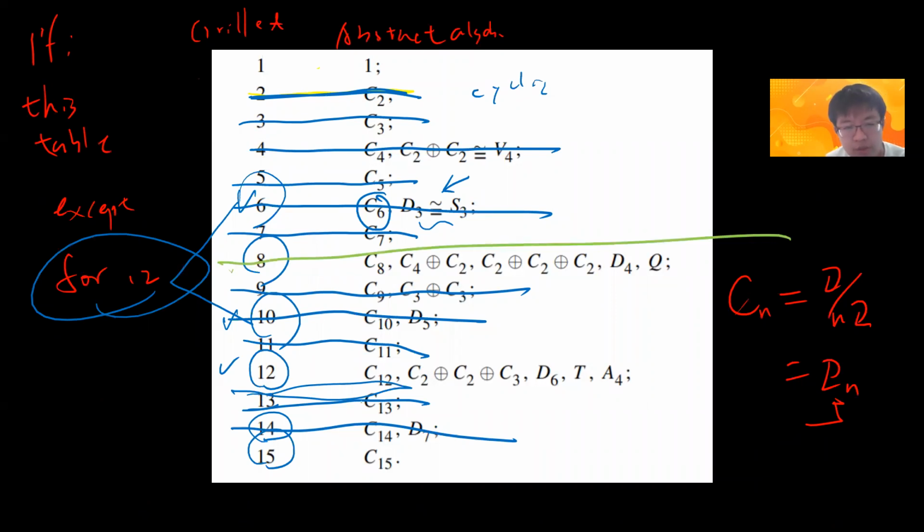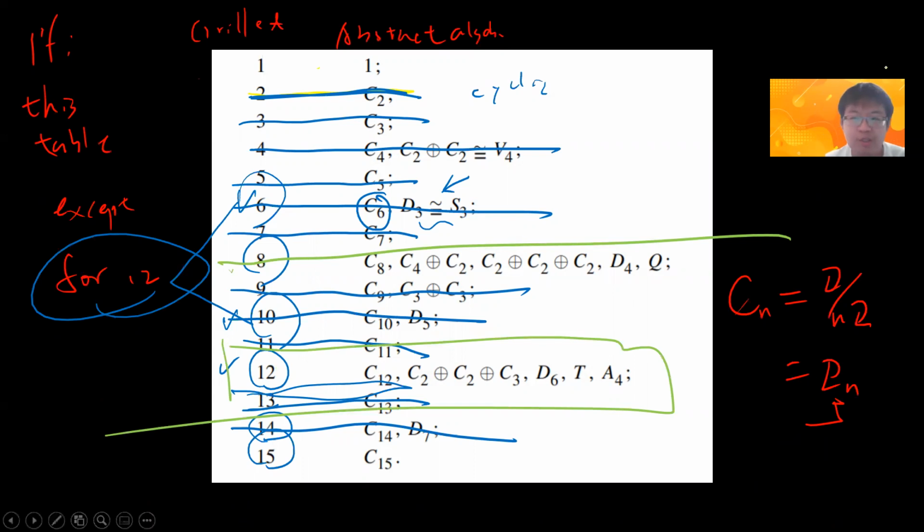Okay, so next video, let's go to the most difficult part in this table, which is order 12. So I need to introduce T, and then A4, right? So this A4 is basically the alternating group of order 4, and the dihedral group. Also, there is some strange guy called T. Interesting, we will figure it out.